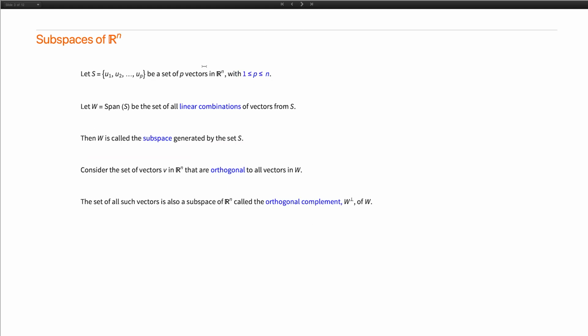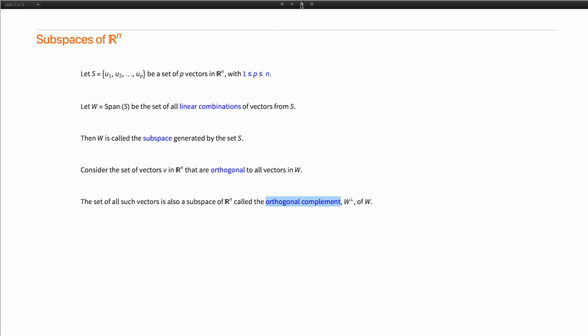Okay, so as a definition, suppose you have a set of p vectors in Rn, where the p could be anywhere between 1 and n. Then what you can do is take all the linear combinations of the elements of that set, and what you then get is the span, and this span is called the subspace generated by the set S. Now, as soon as you define this subspace W, you can also talk about the vectors that are orthogonal to all the vectors in W, and that is called the orthogonal complement of W.